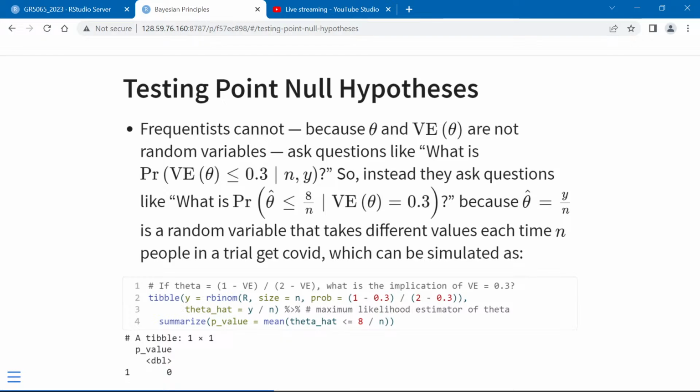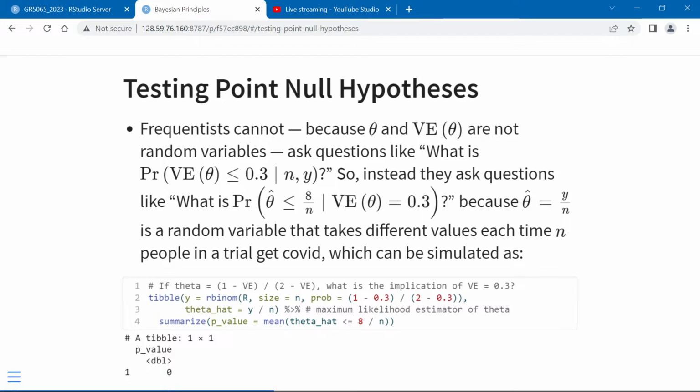And this is how, presumably, Pfizer came up with this beta 0.71 prior. They said, okay, well, what if vaccine effectiveness is 0.3? Then 1 minus 0.3 is 0.7, and 2 minus 0.3 is 1.7. Under the beta distribution, the expectation of theta is A divided by A plus B. So that's how they backed into an A of 0.7 and a B of 1. It was consistent with vaccine effectiveness being 0.3.